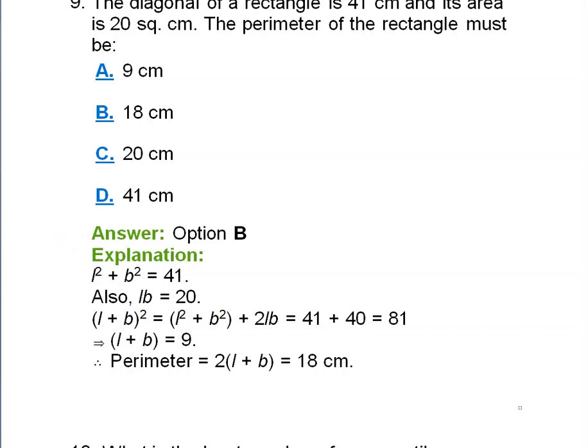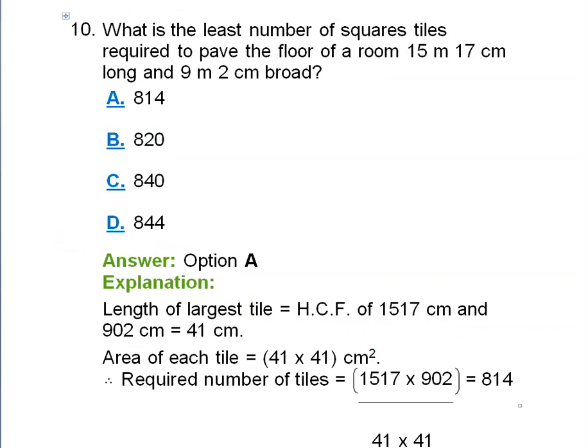What is the least number of square tiles required to pave the floor of a room 15 meter 17 centimeter long and 9 meter 2 centimeter broad? So the length of the largest tile is the HCF of 1517 centimeter and 902 centimeter, that is 41 centimeter. The area of each tile is a square, so that is why we have multiplied 41 into 41. So the required number of tiles would be 1517 into 902 divided by the area, and that is equal to 814. This is your answer, that is option A.